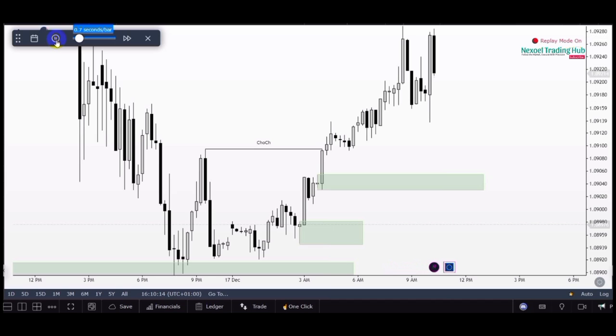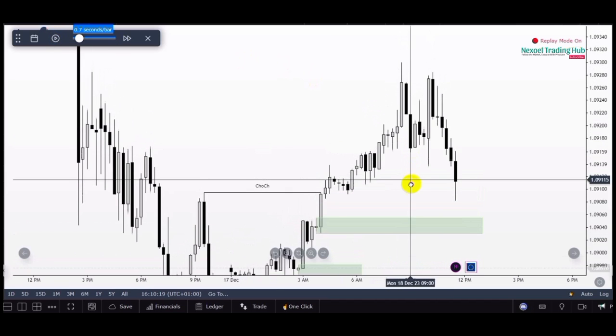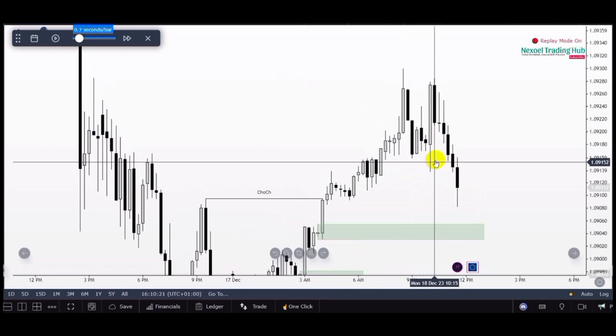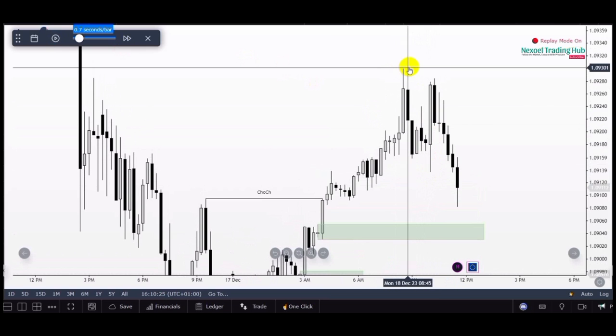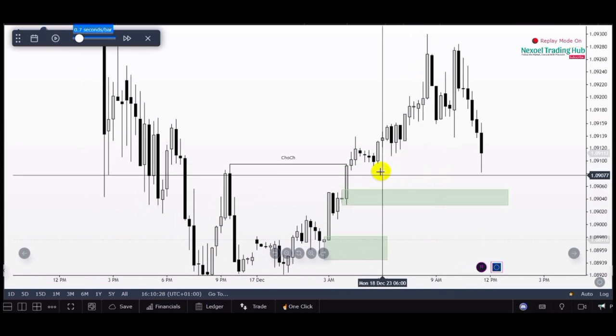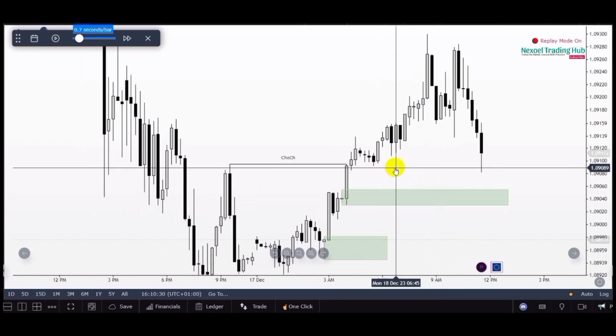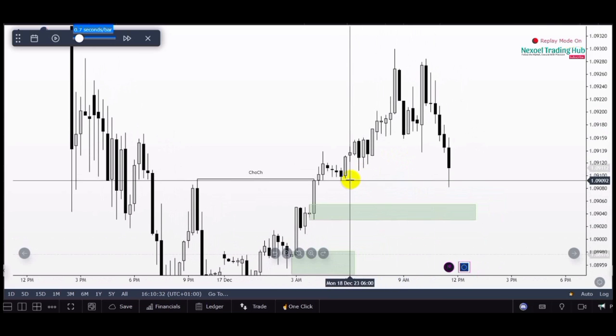So price is still playing out. Do we have an inducement here? No, we do not have an inducement because this move did not sweep these high points. So this still remains our inducement. And then we can see that price has now raided our inducement.